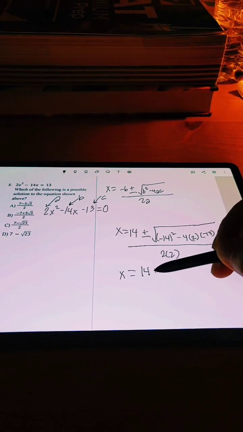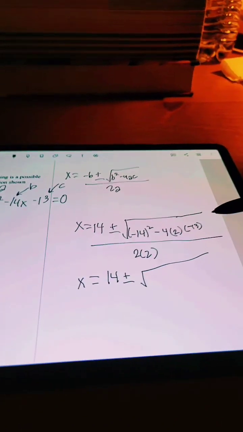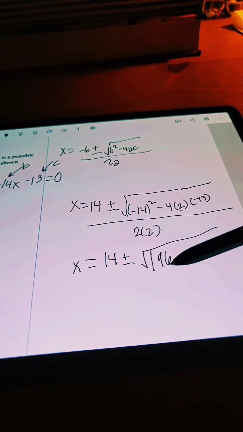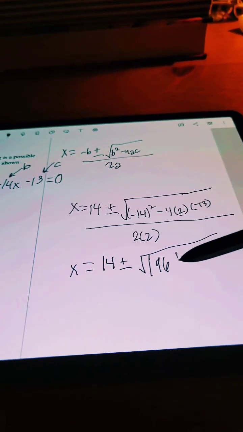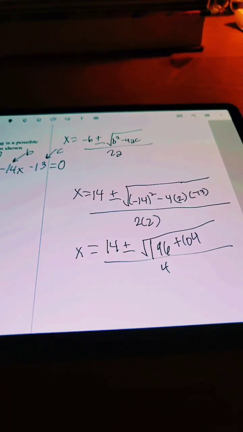So now I'm going to simplify all this that's inside the square root. So I'm going to do -14 squared, and I'm going to use my calculator because I can do that on the digital SAT. So that's going to be 196. And then it's going to be -8 times -13, so that's going to be positive 104. So plus 104 right there. And then all of that is 2 times 2 is 4, so all of that over 4.